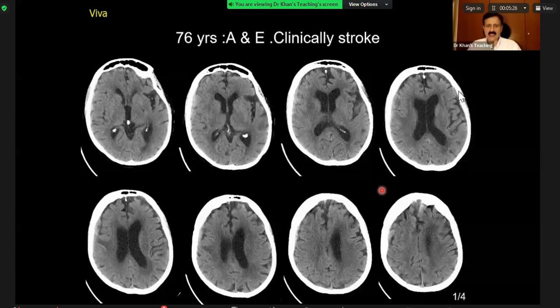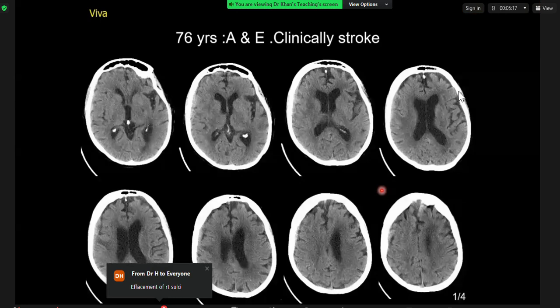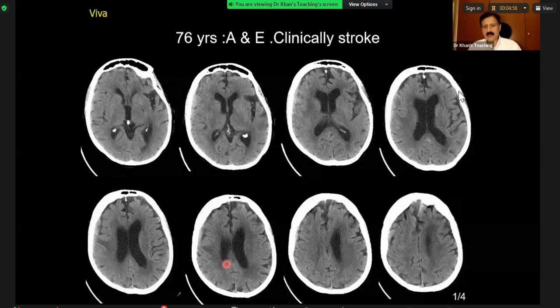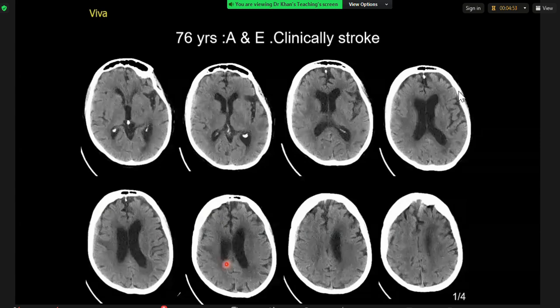This case is a 76-year-old in A&E, clinically stroke. Do you pick up anything? There was no stroke, by the way. I can't say anything is jumping out. On the bottom left image, there looks to be something sort of high density material in the extra-axial space on the sort of right convexity. So what can it be? Is it a subdural hematoma? It could be an acute subdural, especially if there's any history of fall or injury.